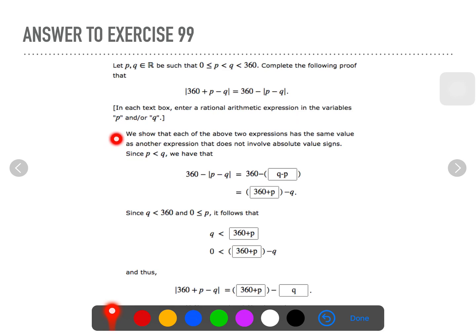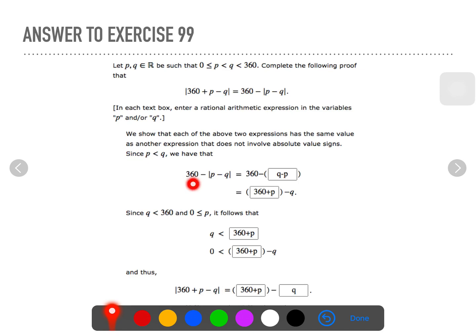We show that each of the above two expressions has the same value as another expression that does not involve absolute value signs. Okay, so we are first going to come up with an expression for 360 minus the absolute value of P minus Q. And then we're going to come up with an expression for this absolute value. And then we're going to see that those two quantities are equal. So let's see what happens.